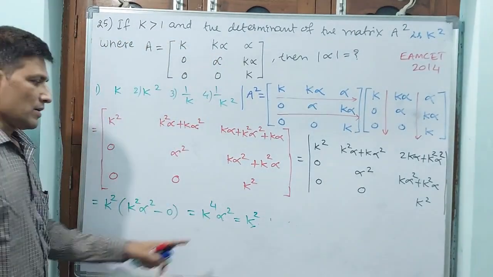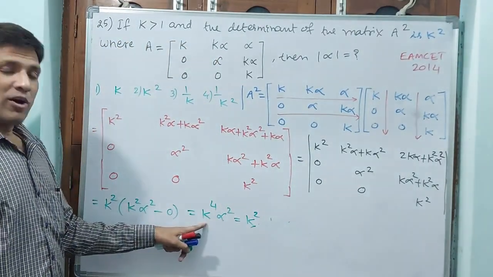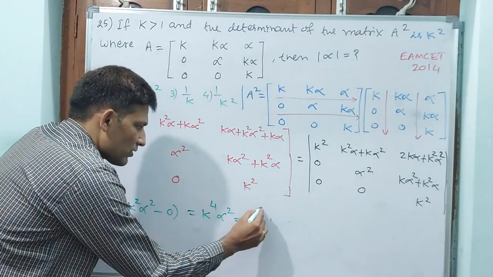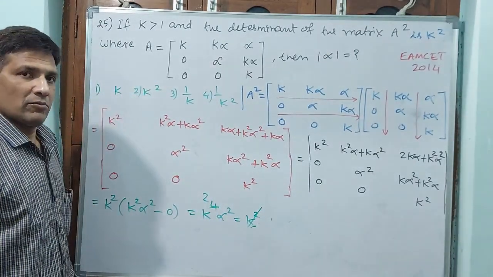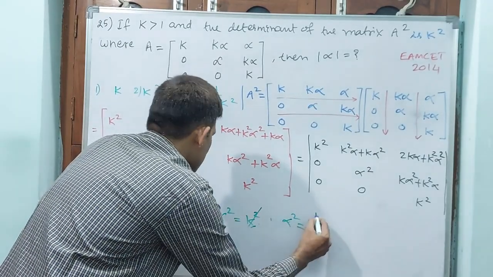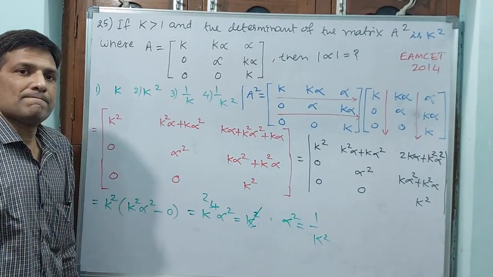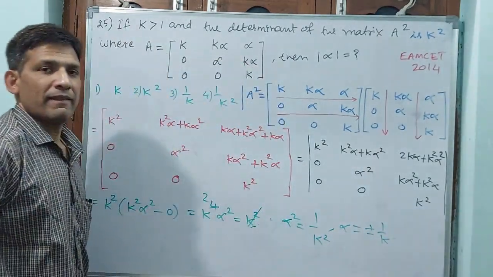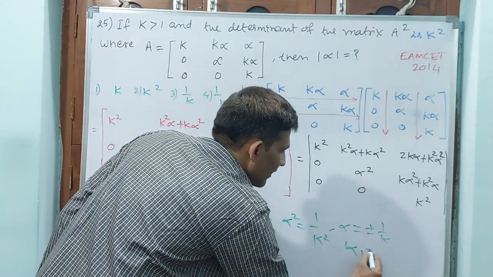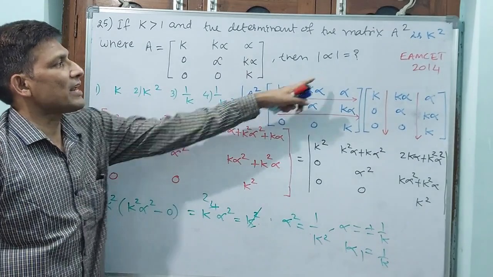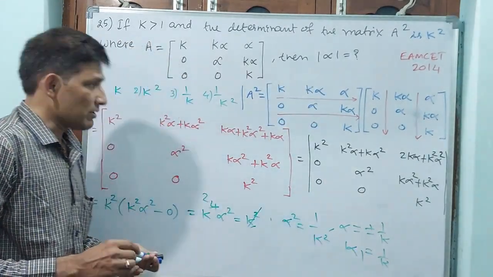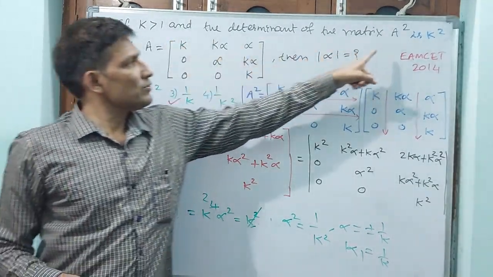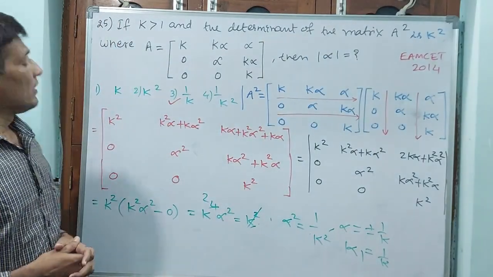K square value is the determinant of A square. The determinant of A square value is this one, K square. Now you cancel out K square, and a 2 will be there. Alpha square is equal to 1 by K square. Alpha will be plus or minus 1 by K. Modulus of alpha will be 1 by K, because they are asking modulus of alpha. 1 by K is the answer. You have to take this. Here some mistake happened, you correct it: it is K square.